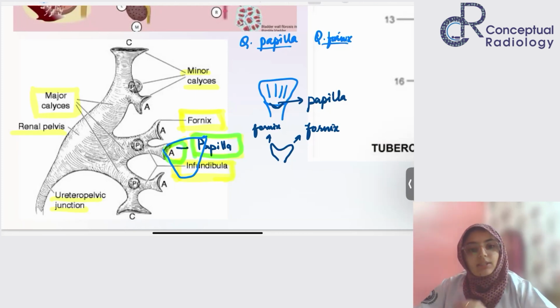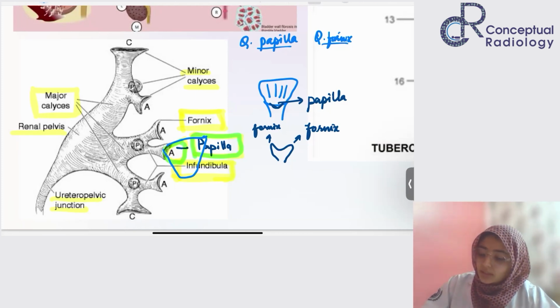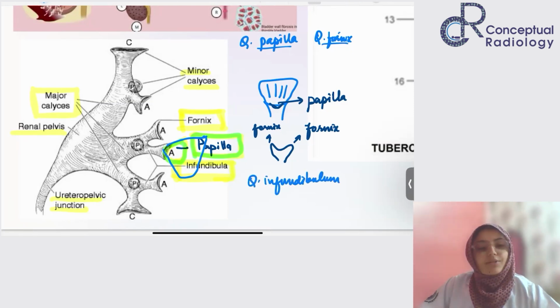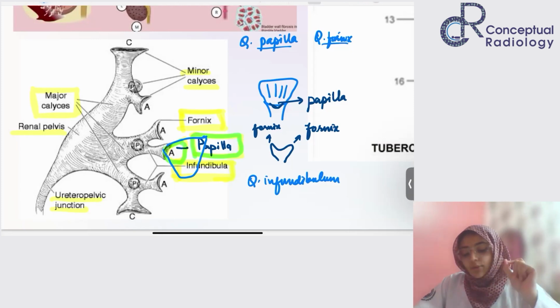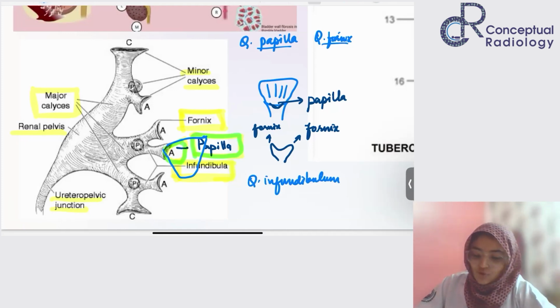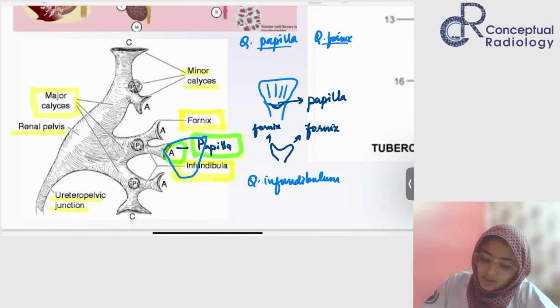Okay. Now, the next thing that people don't get: what is the infundibulum? Another frequent doubt is the infundibulum. Anyone know? You can answer whatever. If you know, then just answer, be active. So the infundibulum is that structure which connects the minor calyx to the major calyx. These are the minor calyces. This is a minor calyx, this is a minor calyx, this is also a minor calyx.